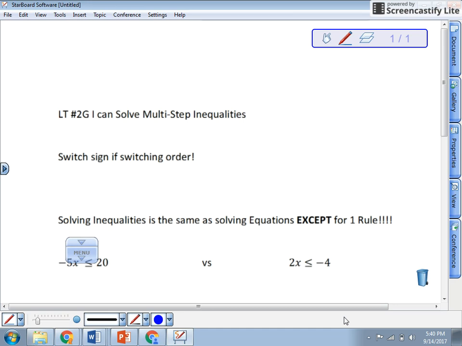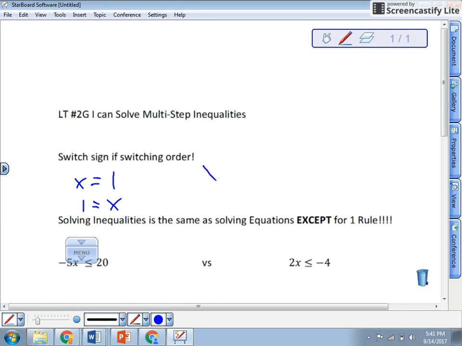Welcome to the notes on solving multi-step inequalities. All right, so first thing I'm going to remind you guys is switching the order and switching the sign. Remember, with an equation, I can write x equals 1, or I could write 1 equals x. I could flip sides. The equal sign doesn't change. With an inequality, it's a little different.